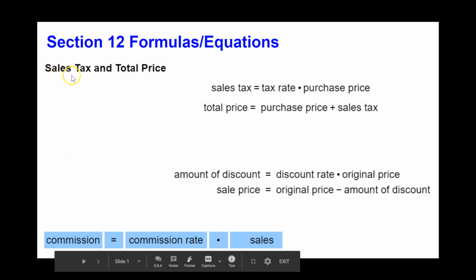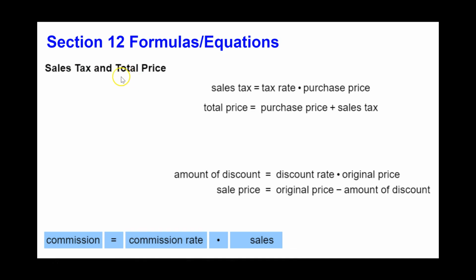This is pretty much typical day-to-day purchases. When we go to the store, whatever the purchase price is, we've got to multiply it by the tax rate. Every state has a different rate. So once we know what the state rate is, we multiply them together. That gives us the sales tax.